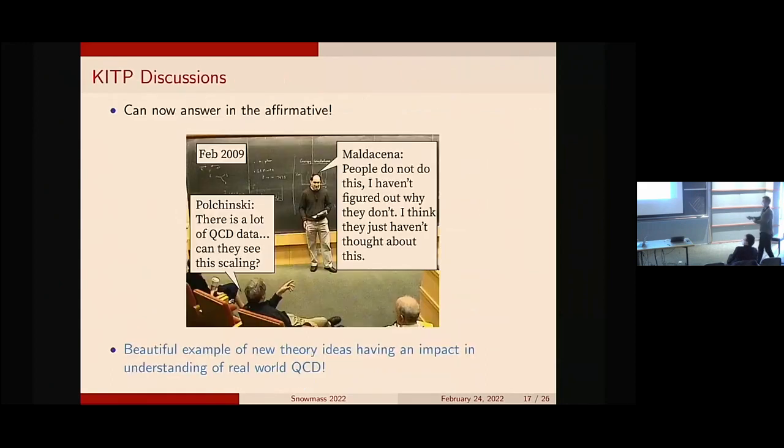And so one can now go back and answer in the affirmative that now people do this, and it works wonderfully, and you can really see all these beautiful scaling properties. And in particular, I think this is a really nice example of these ideas which were developed in this conformal field theory context for relatively different ideas can really have an impact on understanding real-world collisions at the LHC.